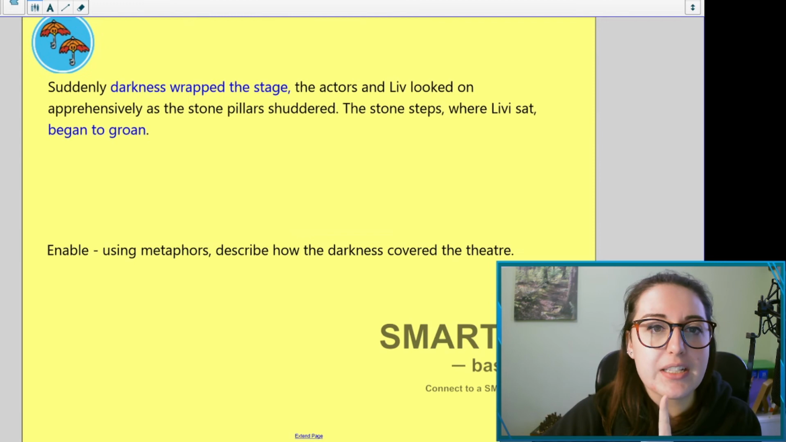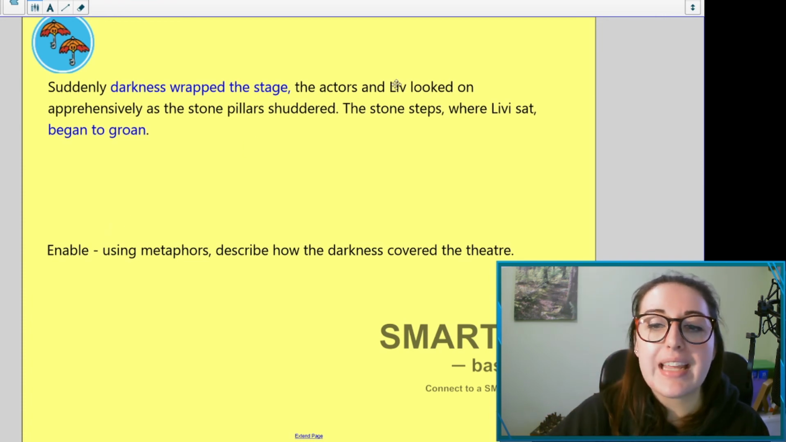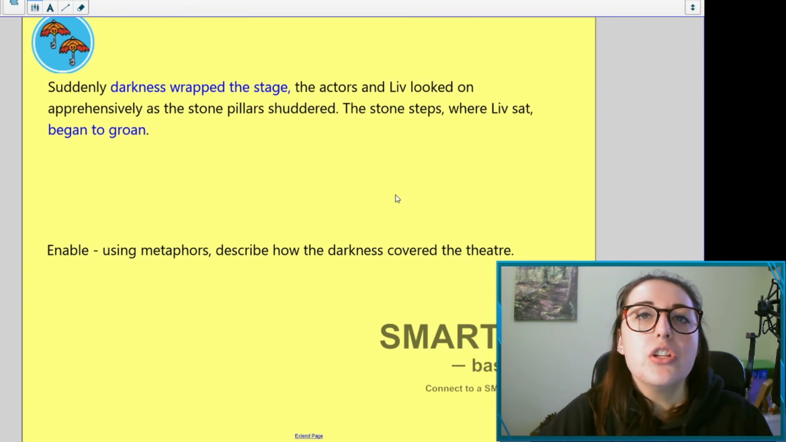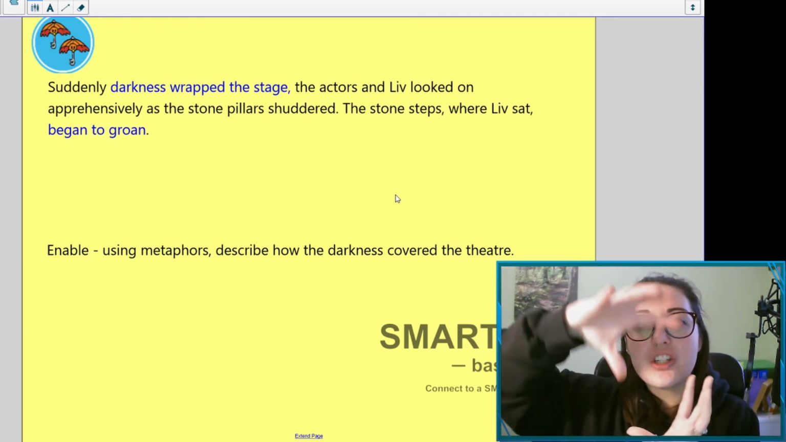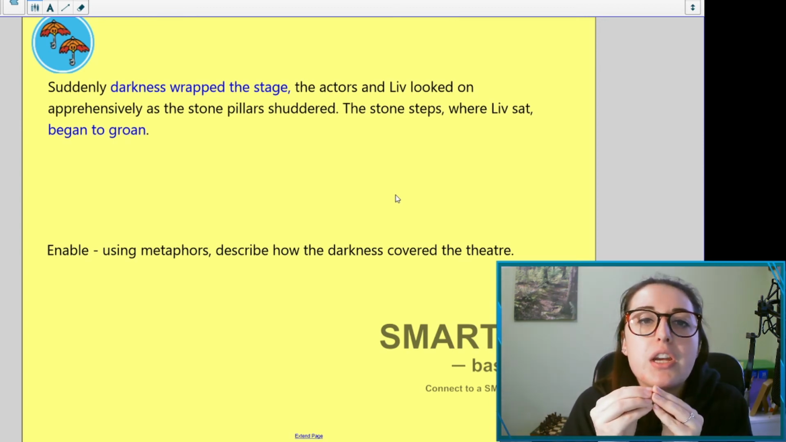So I'm going to show you an example. Suddenly, darkness wrapped the stage. The actors and Liv looked on apprehensively as the stone pillars shuddered. The stone steps where Liv sat began to groan.